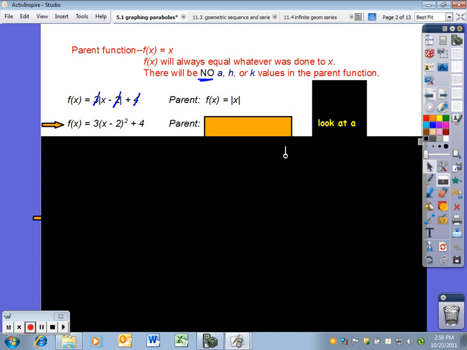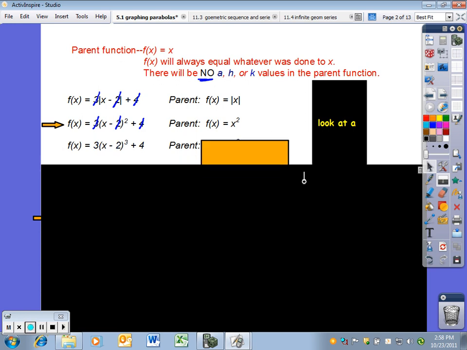Here we have 3 times x minus 2 squared plus 4. To get the parent function, again, we're going to take away the a, h, k. And we would have y equals x squared, which is what we just got done looking at, the basic graph of all the y equals x squareds. Let's look at this one. Again, take away the a, the h, and the k. And my parent function would be y equals x cubed.